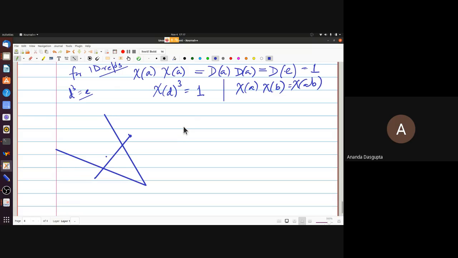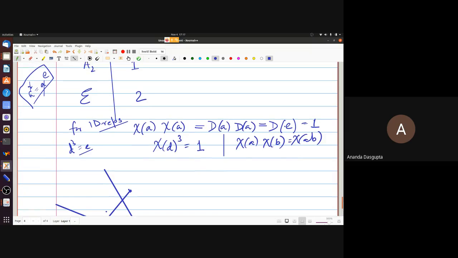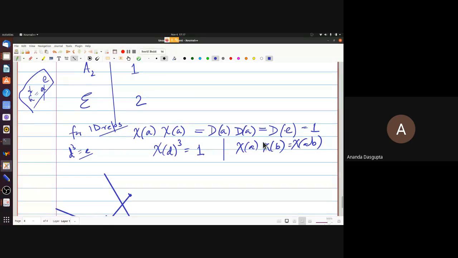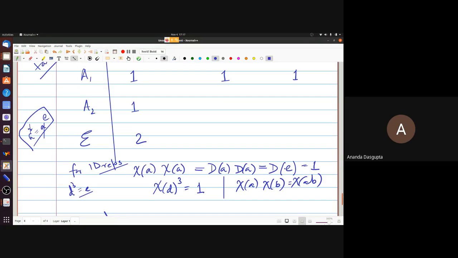Okay, but the important point is it's one of the rotations, which means it has to be either D or F, right? But what do you know about chi A and chi B? What did you learn a while ago about chi A and chi B? They belong to the same class, so they must be the same. So they're either both +1 or both -1.